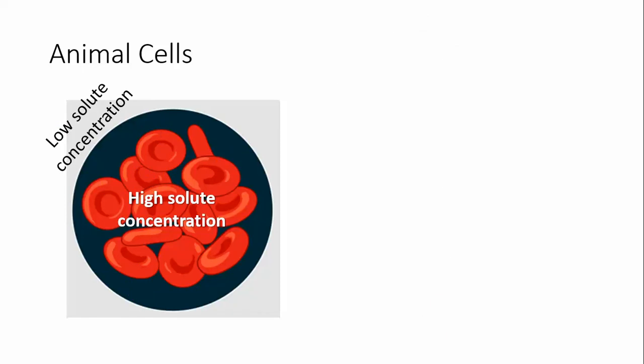So, what if we have instead a low solute concentration outside and a high solute concentration inside the cell? Remember, if we have a low solute concentration, we can think of that as having a high water concentration. If we have a high solute concentration, we can think of that as having a low water concentration. So we have a hypotonic solution on the outside, a comparatively hypertonic solution on the inside. Water always flows from hypo to hyper, which means water is going to enter the cell.